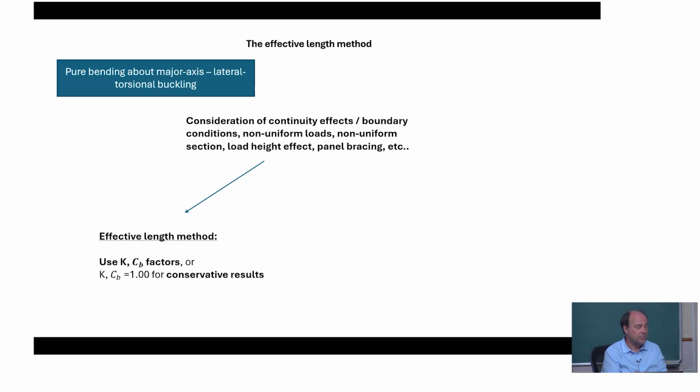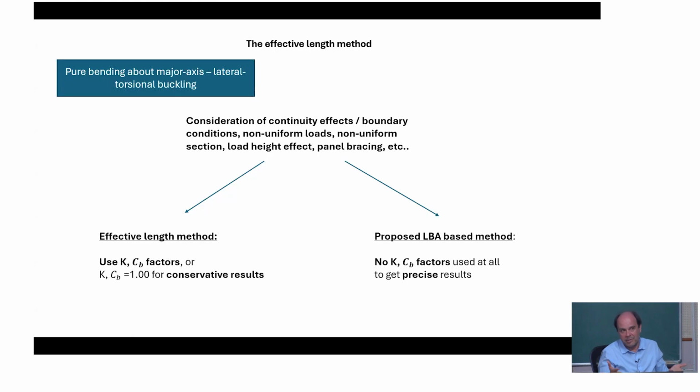Then regarding LTB, there is also this problem of the Cb, which again can be calculated. In case of a web tapered member, it's more difficult to calculate, but it can still be calculated, or you can take it as 1 to get a conservative result. So this is the traditional approach. What we could achieve, and this is not only with Consteel, is a possibility that everybody else could do.